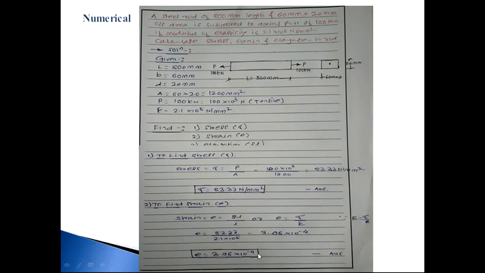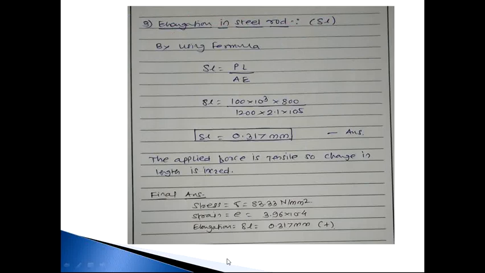The strain is a unitless quantity, so the final answer for strain is equal to 3.96 into 10 raised to minus 4. Then elongation in the steel rod, that is change in length delta L. By using the formula, delta L is equal to PL upon AE. We know the value of P, L, area and Young's modulus E. Put all values in this equation.